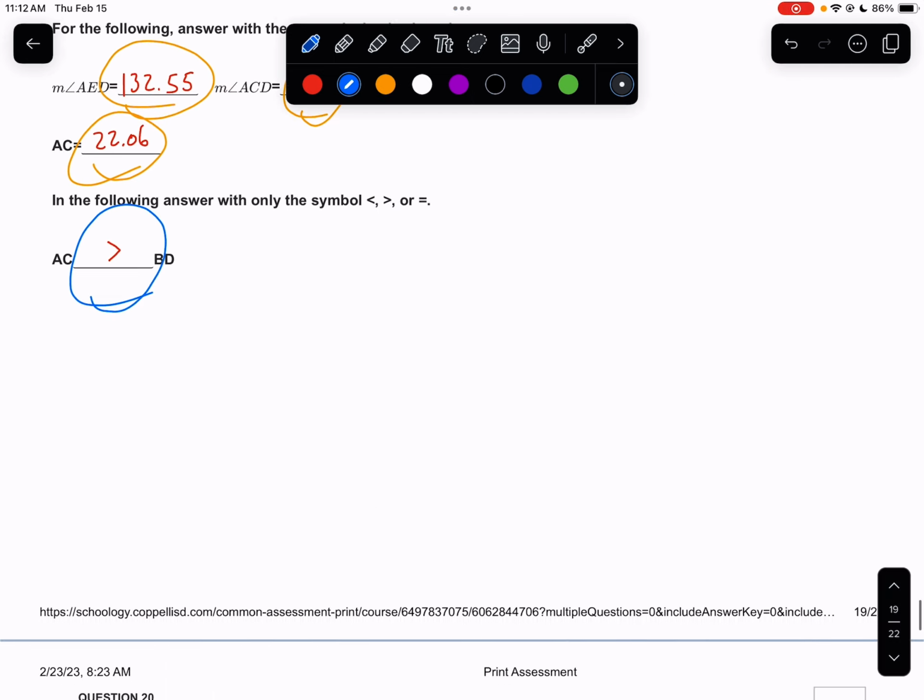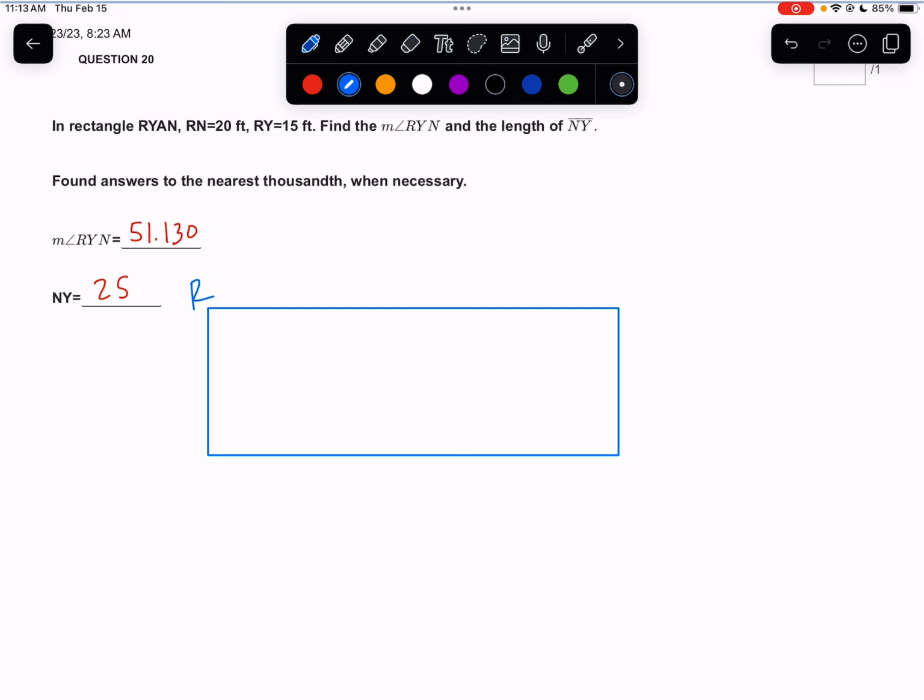Rectangle Ryan. R-Y-A-N. RY is 15. RN is 20. Find the measure of RYN. So I need to draw that diagonal. So I want to know how big that angle is and the length of NY. I'm going to call that Y. So I have two things I need to find.